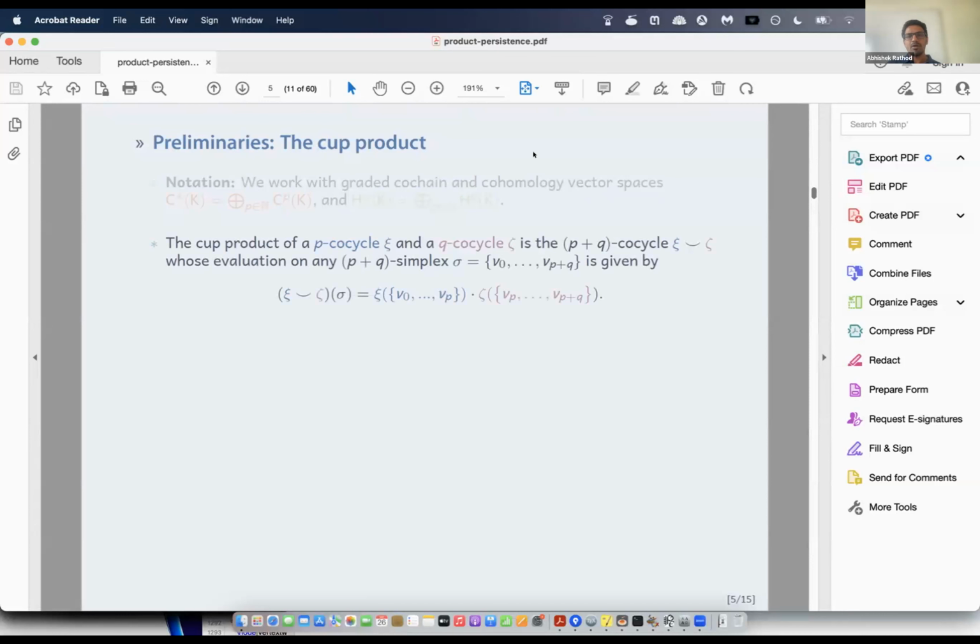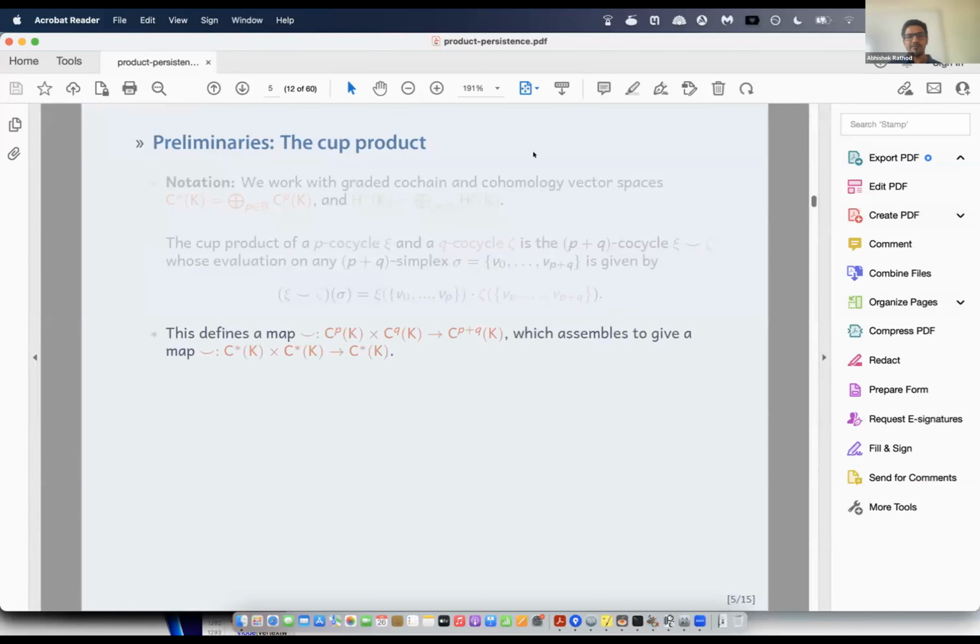Suppose that you're given an ordering on the vertices of the complex, and say you have a simplex sigma, which is a (p+q)-dimensional simplex, and the vertices are written in order from v_0 to v_{p+q}. Then the cup product of these two cocycles is given by the first cocycle xi evaluated on the simplex spanned by the first p+1 vertices, multiplied by the second cocycle zeta evaluated on the simplex that is spanned by the last q+1 vertices.